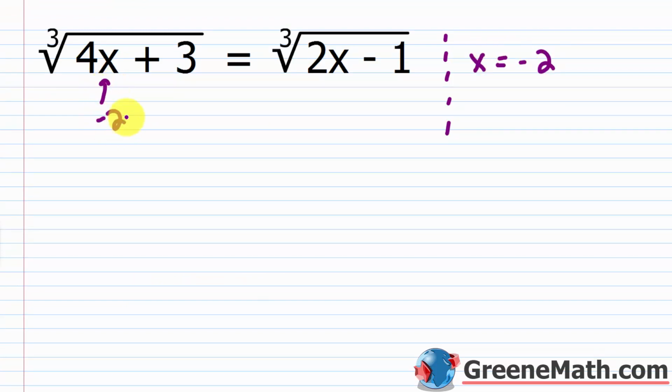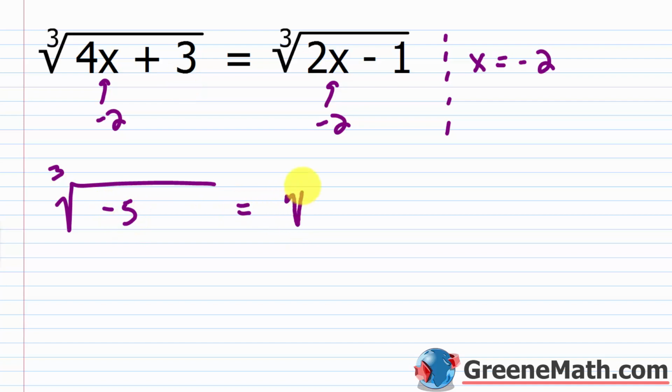Okay, so again, we said x was equal to negative 2. Let's plug in a negative 2 there, and then also there. So we would have the cube root of 4 times negative 2 is negative 8. Negative 8 plus 3 is negative 5. So the cube root of negative 5 is equal to the cube root of 2 times negative 2 is negative 4. Negative 4 minus 1 is also negative 5. So you get the cube root of negative 5 is equal to the cube root of negative 5. It's the same value on both sides of the equation. So we can go ahead and check this off and say x equals negative 2 is the correct solution.